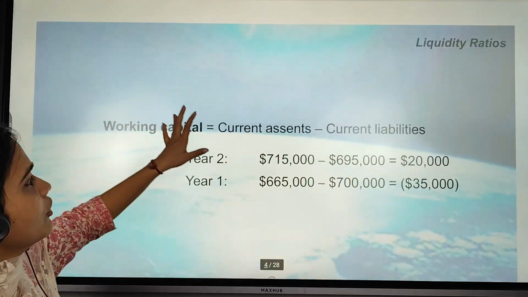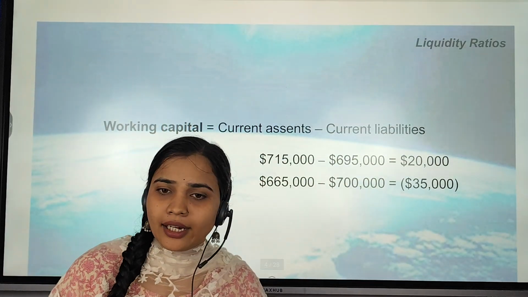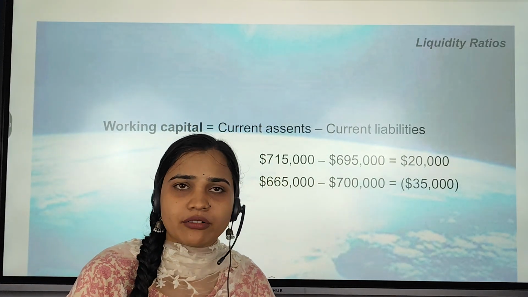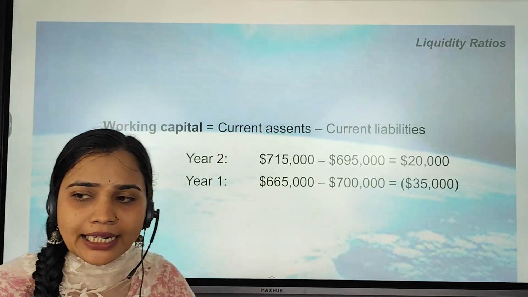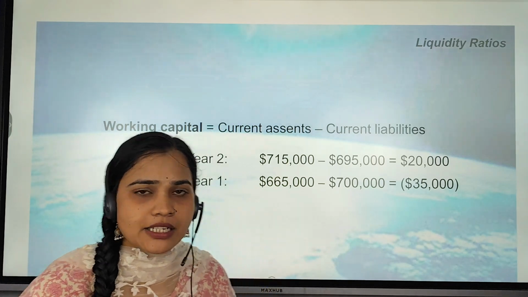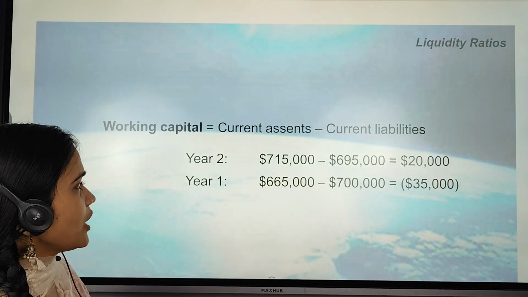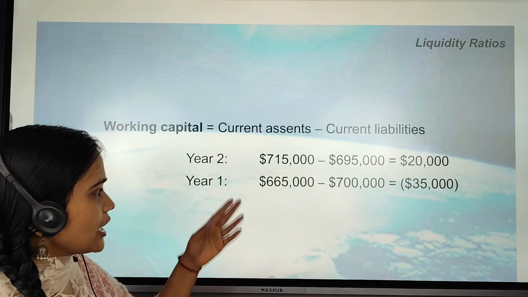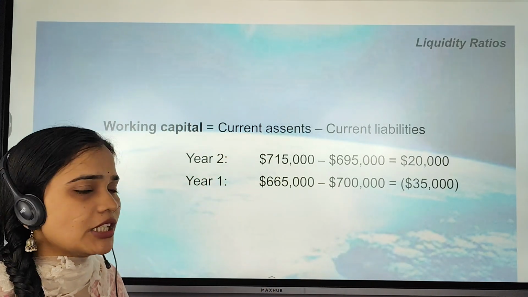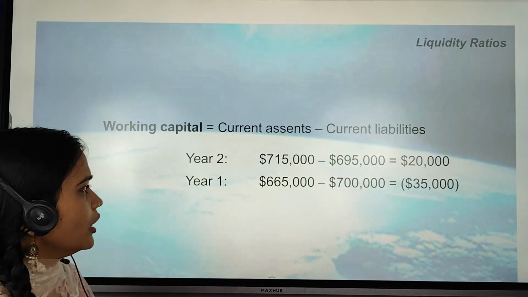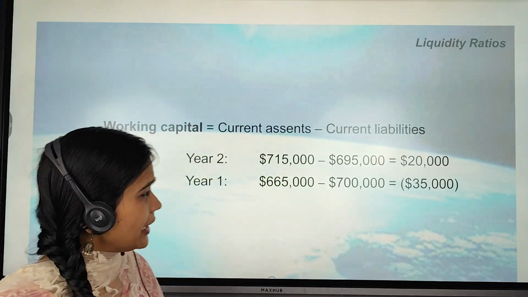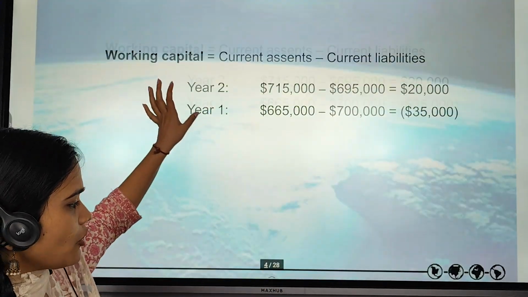Here is the formula: working capital is current assets minus current liabilities. We have already seen the balance sheet, and on the basis of that data we are calculating working capital. First we solve working capital of year 2, that is 7,15,000 minus 6,95,000, so the working capital is 20,000. For year 1, that is 6,65,000 minus 7 lakh, the working capital of that year is 35,000.